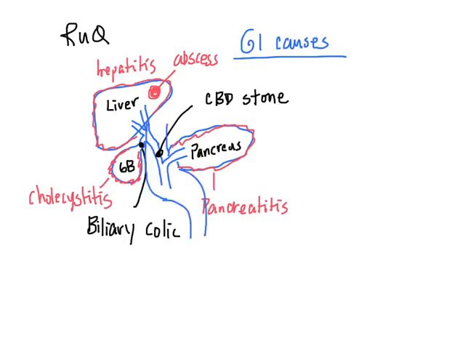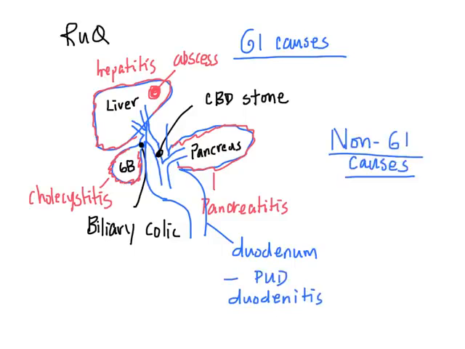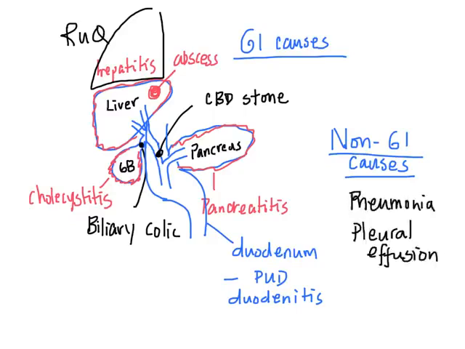Inflammation of the liver or hepatitis or abscess can give patient right upper quadrant pain as well. Since the duodenum also passes through this area, conditions such as duodenitis and peptic ulcer disease can also give patients pain there. What about non-GI causes? Right on top of the right upper quadrant is the diaphragm and the lungs. Therefore, conditions such as pneumonia and pleural effusion can give patients pain in the right upper quadrant.